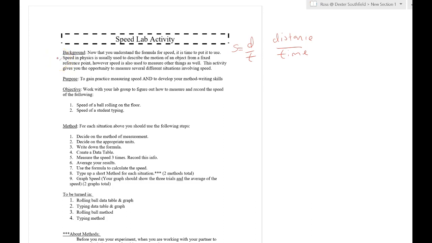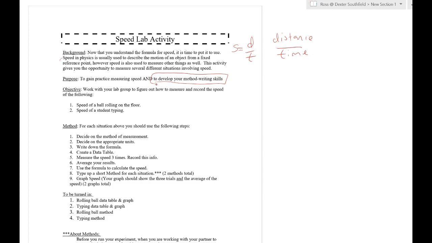Speed in physics is usually used to describe the motion of an object from a fixed reference point. However, speed is also used to measure other things as well, like typing. This activity gives you the opportunity to measure several different situations involving speed. So the purpose of this lab, obviously, is to practice measuring speed. But more importantly, and the real purpose that we've got going on here, is to develop your method writing skills, which we're going to talk about more in detail in a few minutes.